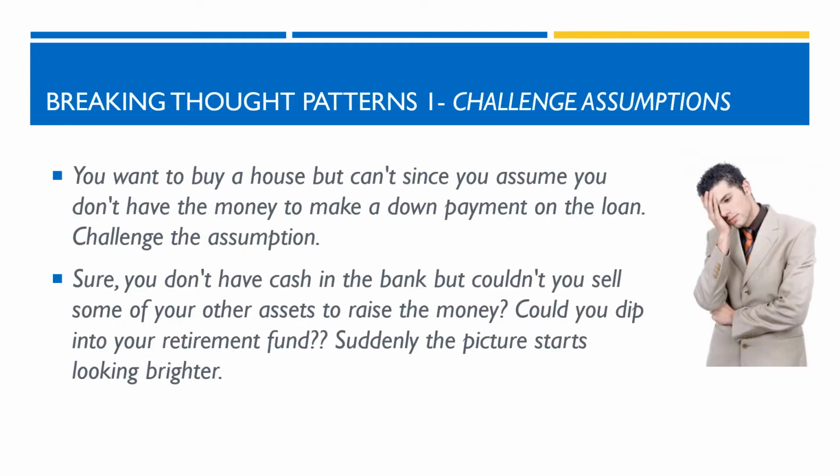The first thing we can do is to challenge assumptions. For every situation, you have a set of key assumptions. Challenging these assumptions gives you a whole new spin on possibilities. For example, you want to buy a house, but can't since you assume you don't have the money to make a down payment on the loan. Challenge the assumption. Sure, you don't have cash in the bank, but couldn't you sell some of your other assets to raise the money? Could you dip into your retirement fund? In thinking outside the box, the picture starts looking brighter.